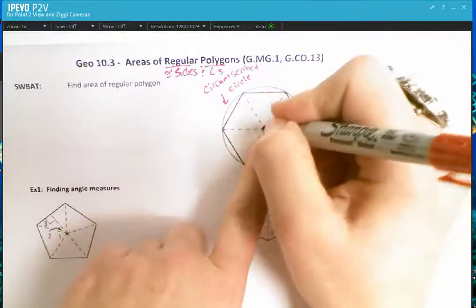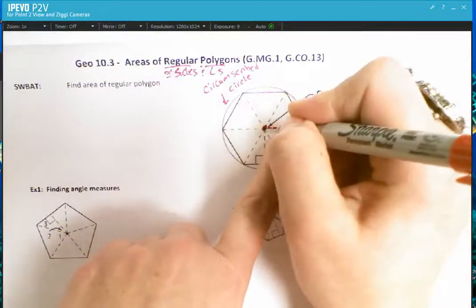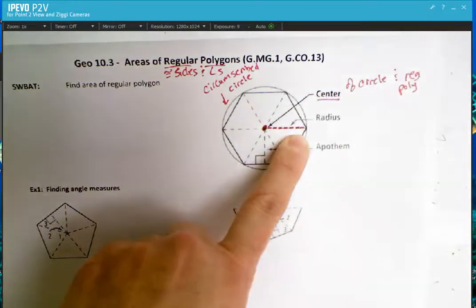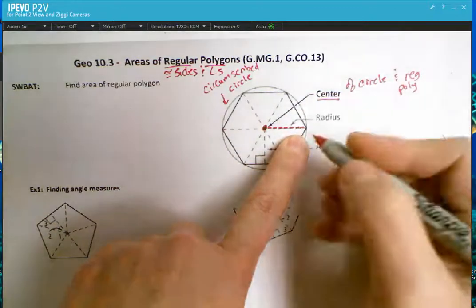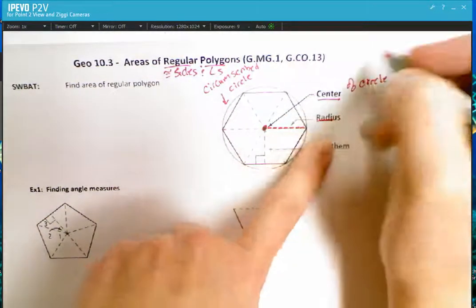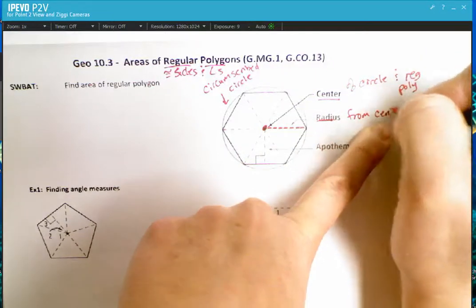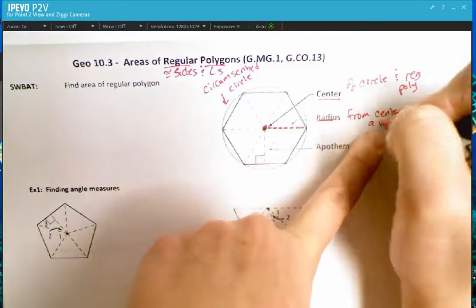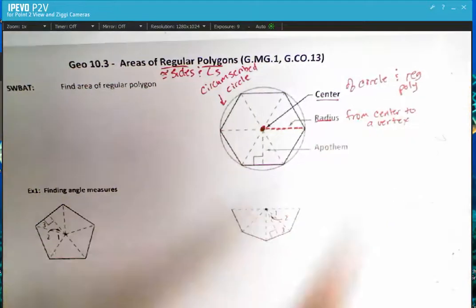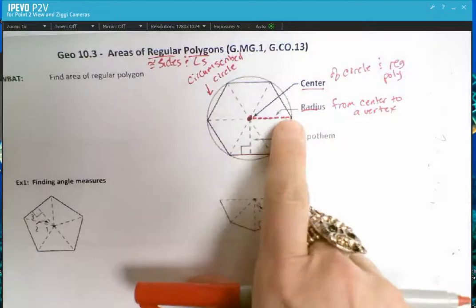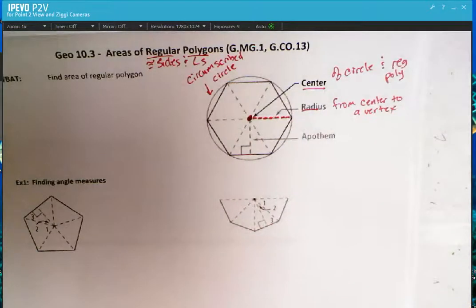So as we know, from the center to the circle edge or the circumference, that becomes your radius. But for us, our radius is going to be from center to a vertex. It is the same as the radius of the circle. So the radius of the polygon is from the center to the vertex of the polygon.